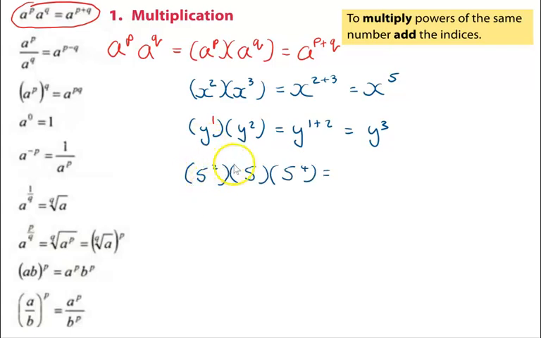Let's say we have 5 squared times 5 times 5 to the 4. Well, that 5 on its own there is really 5 to the power of 1. So it's going to become 5 to the power of 2 plus 1 plus 4, which is 5 to the power of 7. So multiplying powers with the same base, we add the powers. So that's the very first rule.